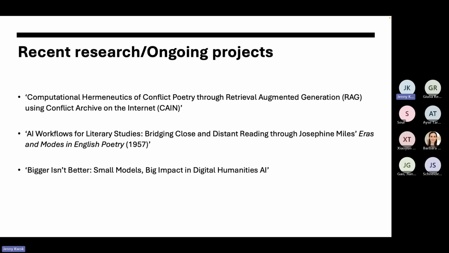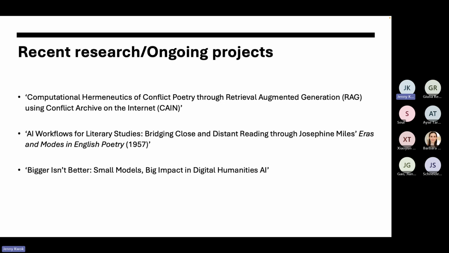So the cycle and AI workflows for literary studies is me looking at Josephine Miles' case back in the 50s to see how she proposed a way where quantitative analysis can be merged with close reading in a meaningful way, and how that inspires us to adopt and develop an AI workflow that takes on that same level of attention to details, but we let AI do the pattern discovery and also other kinds of more distant reading jobs.